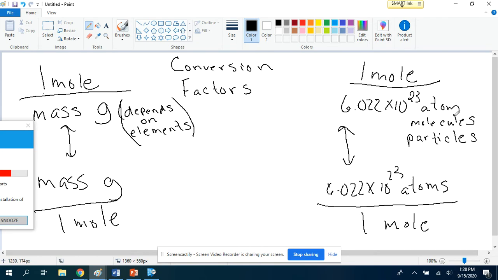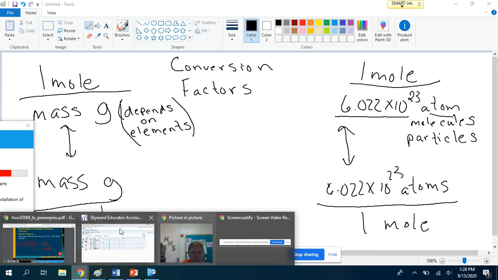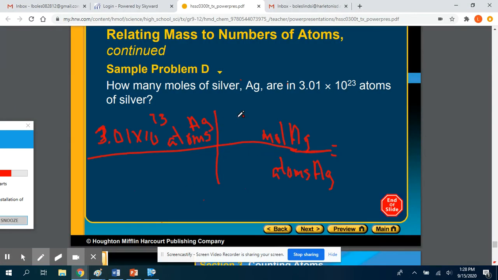My conversion factor, see, that's why I put atoms over here. It can be atoms, molecules, particles, any of those. In 1 mole, there's this many atoms. So that's what I use over here. In 1 mole, there is 6.022 times 10 to the 23 atoms.